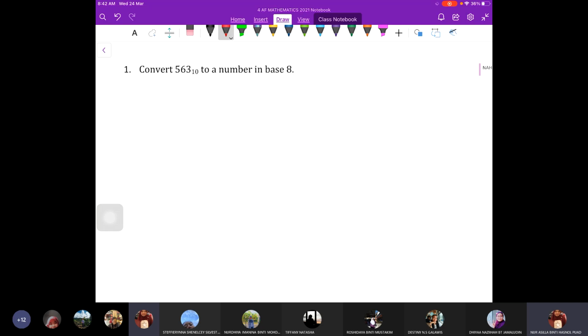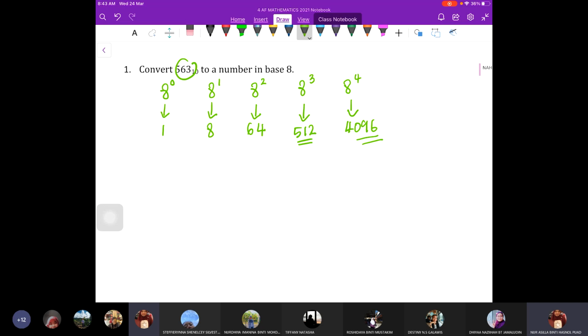Okay, so base 8, so 8 to the power of 0 will give me 1. 8 to the power of 1 akan jadi 8. 8 to the power of 2 akan jadi 64. 8 to the power of 3 akan dapat 512. Okay, 512 masih lagi below 563. So you have to go to 8 to the power of 4, which will give me 4096. Okay, dah over dah. So I can stop that.